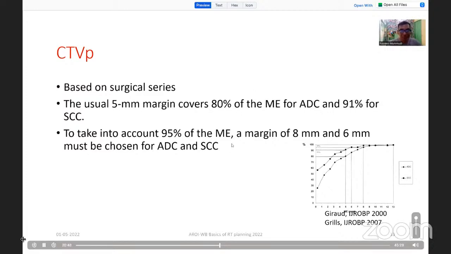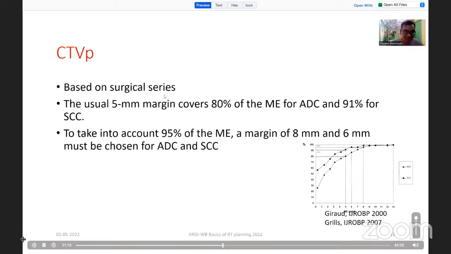So what we generally do is based on Giraud's seminal paper, which was published in 2000, where they found that when you give an 8 mm margin for adenocarcinomas and a 6 mm margin for squamous cell carcinomas, 95% of the microscopic extent is covered. But you need to remember that this paper was actually based on a surgical series where patients had undergone surgery and then the subclinical extent was ascertained.